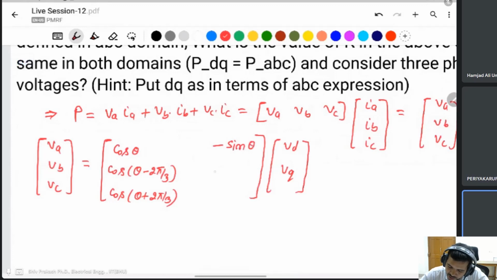Same thing here. This will be minus of cos theta minus 2 pi by 3, minus of cos theta plus 2 pi by 3, since this was plus 90 degree.